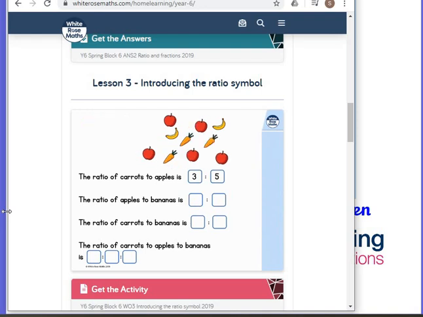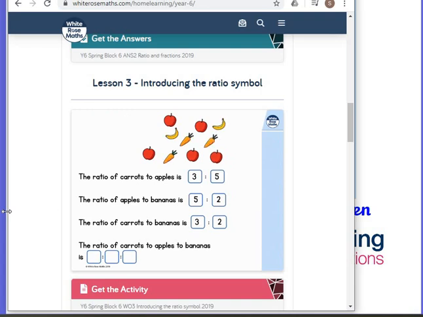What about our next representation? We want to compare apples to bananas. So again, let's take our apples and our bananas. I can see for every 5 apples there are 2 bananas. The ratio of apples to bananas is 5 to 2. What about our third sentence? The ratio of carrots to bananas is blank to blank. Let's take our carrots and our bananas. I can see for every 3 carrots there are 2 bananas. So the ratio of carrots to bananas is 3 to 2, the 3 representing the 3 carrots and the 2 representing the 2 bananas.